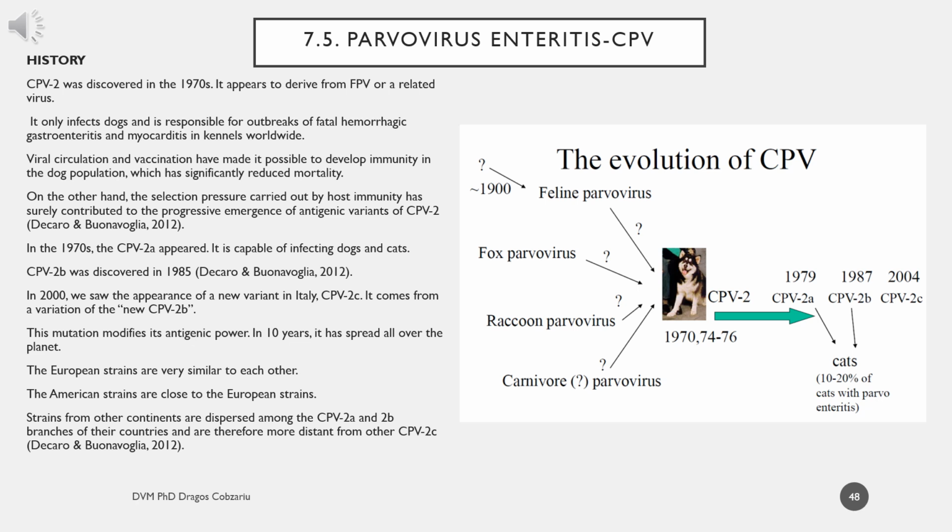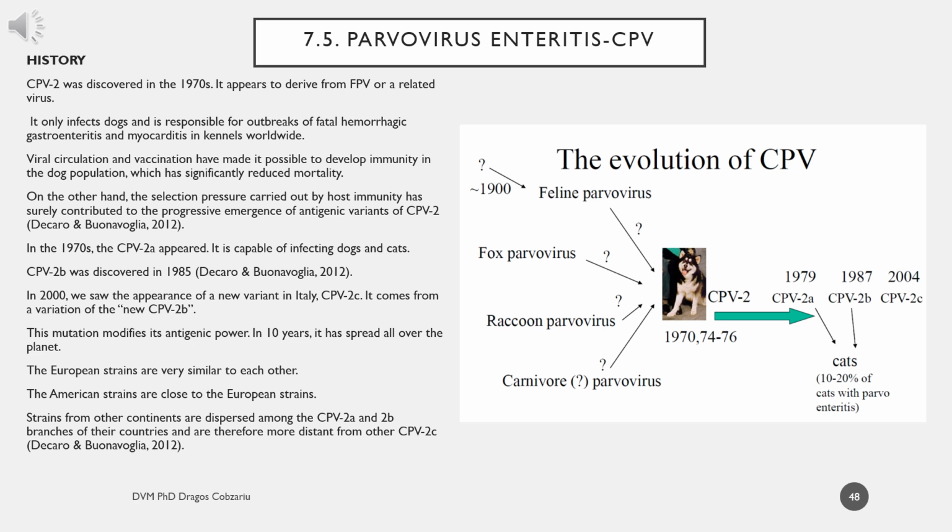It appears to derive from FPV or a related virus. It only infects dogs and is responsible for outbreaks of fatal hemorrhagic gastroenteritis and myocarditis in kennels worldwide. Viral circulation and vaccination have made it possible to develop immunity in the dog population, which has significantly reduced mortality. On the other hand, the selection pressure exerted by host immunity has surely contributed to the progressive emergence of antigenic variants of CPV2. In the 1970s, the CPV2A appeared.